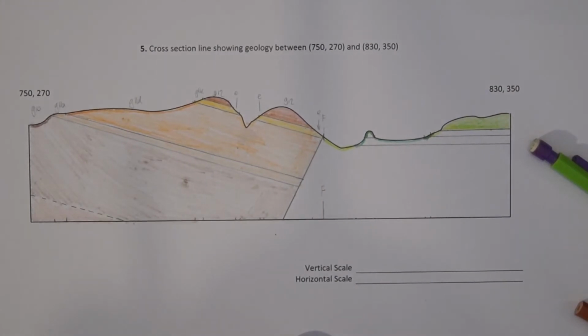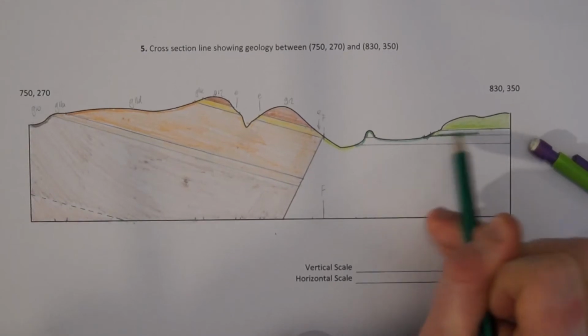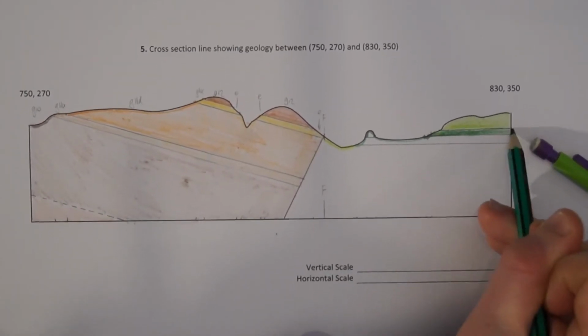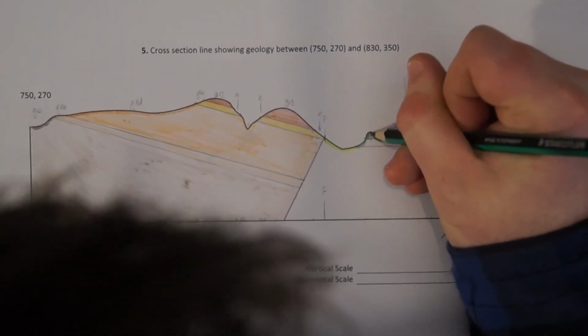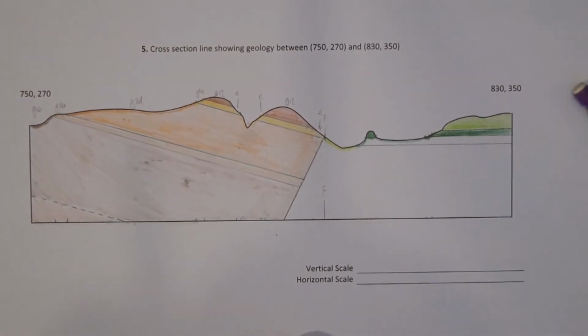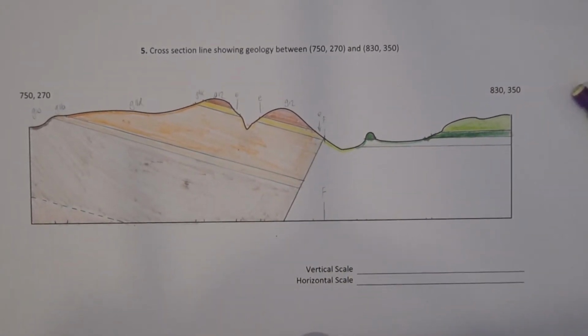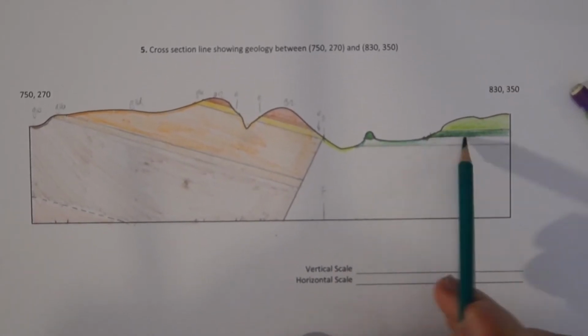Then beneath that we have a layer of this middle chalk, which is also on the knob of this little hill. Then under that we have the lower chalk, which I picked the wrong colour for again. This is the lower chalk.